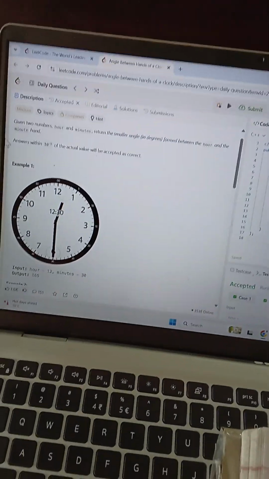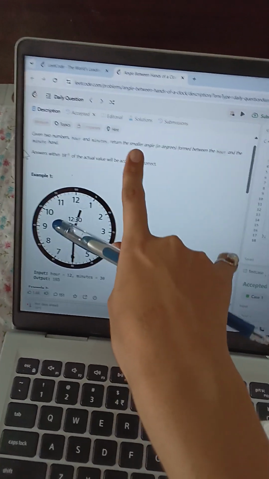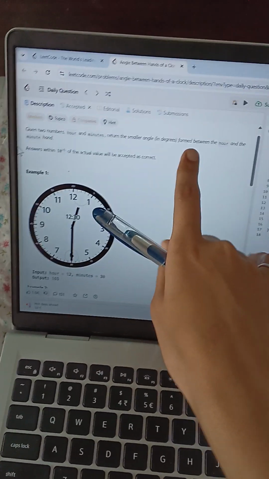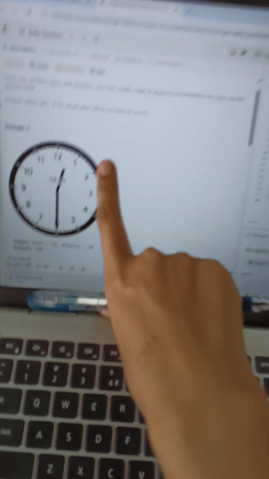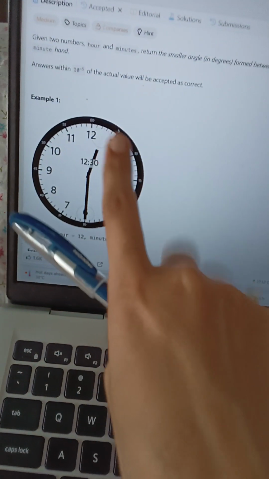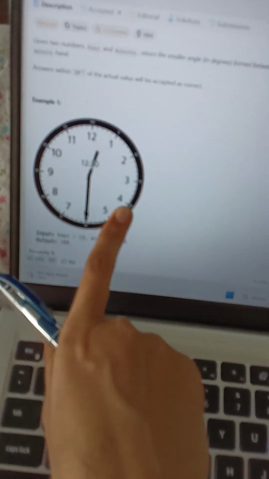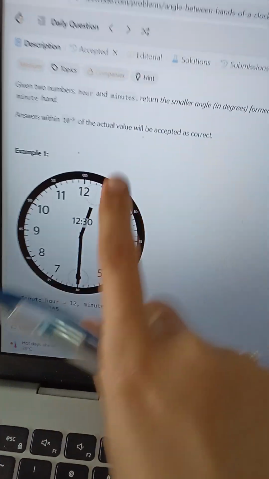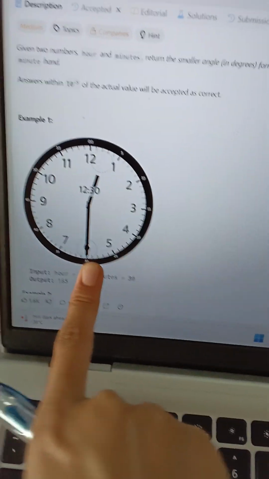Today I am taking problem number 1344, which is angle between hands of a clock. We are given two numbers, hour and minutes. Return the smallest angle in degrees found between the hour and the minute hand. Let's assume 12:30 o'clock, so we have to find the minimum angle between the hour hand and the minute hand.